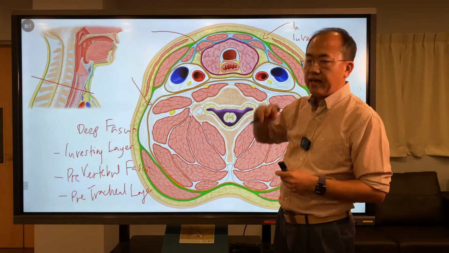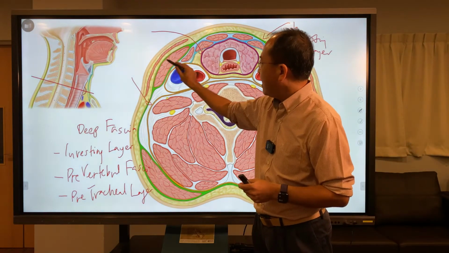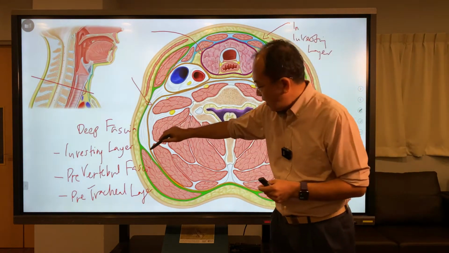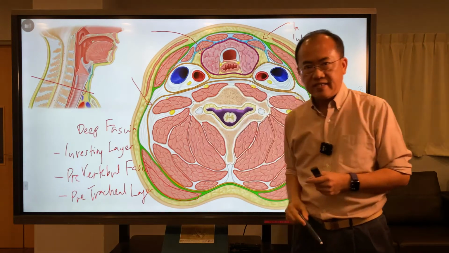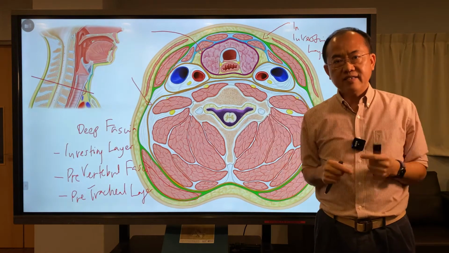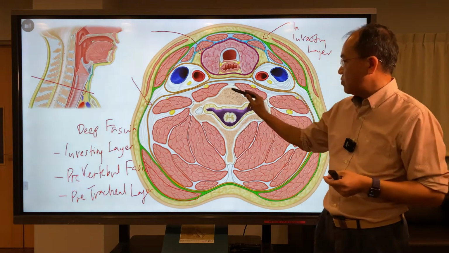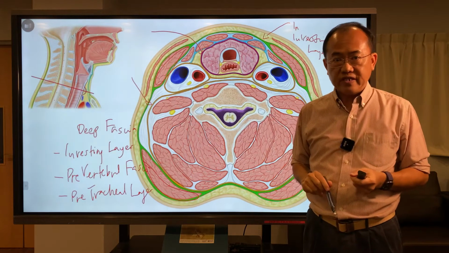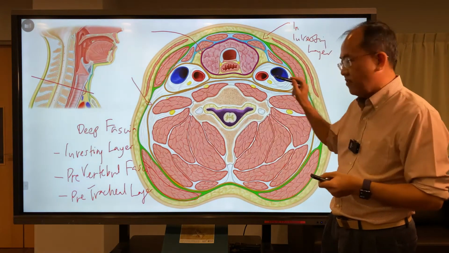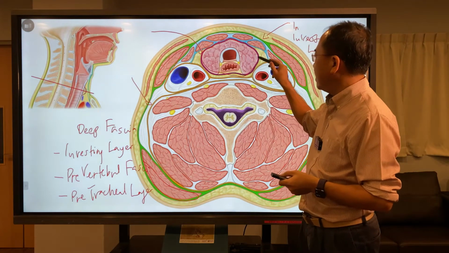First, investing layer. We call this investing layer because if you can see, the green color invests the sternocleidomastoid as well as invests the trapezius. So the deep fascia investing layer surrounds the neck just underneath the superficial fascia of the neck, right? And then of course we have the prevertebral fascia, surrounds the muscles surrounding the vertebra. And then the pretracheal, the one in purple color.